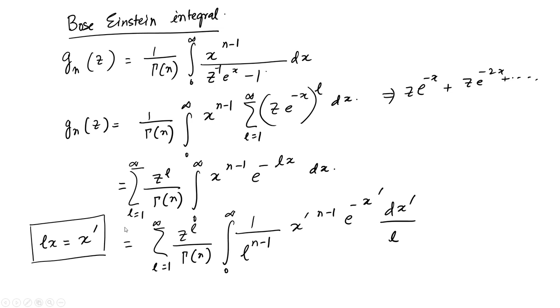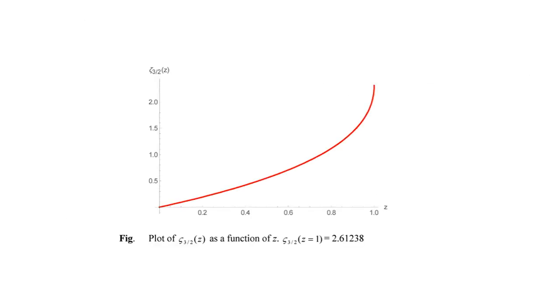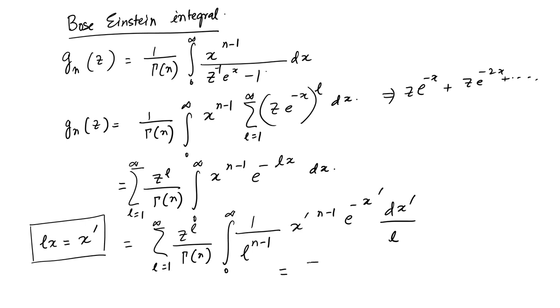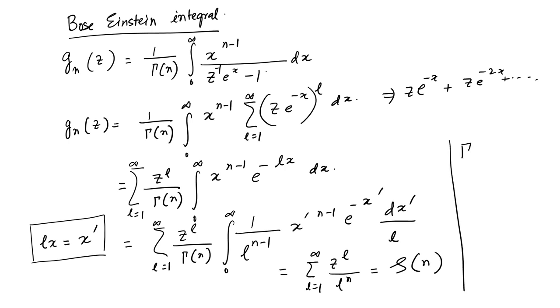I will come to this in just a while, and let me write it here, and then we'll come back to this. This is equal to sum over L equal to 1 to infinity of z to the power L by L to the power n, and this is the zeta function, zeta of n, where we have used that the gamma function is defined as the integral from 0 to infinity of x to the power n minus 1 e to the power minus x dx. And so on a general footing, this is the definition of the Bose-Einstein integral.